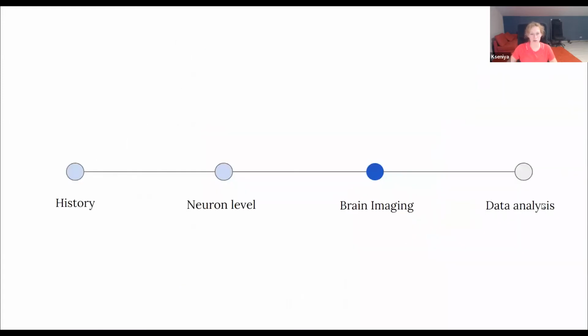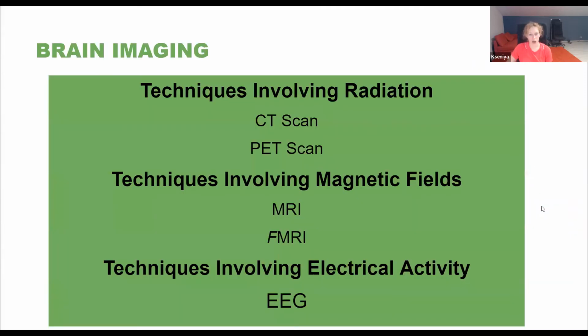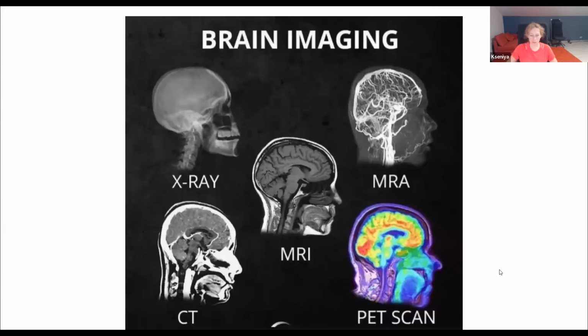So the next part is brain imaging. It's almost the entire classification of brain imaging methods. There are three major groups: techniques involving radiation, techniques involving magnetic fields, and techniques involving electrical activity. Some of them look like this. That's not a meme. Those are real pictures of different brain imaging methods.